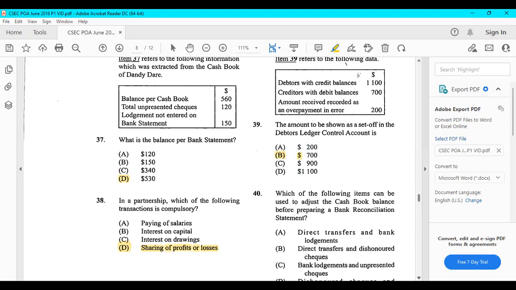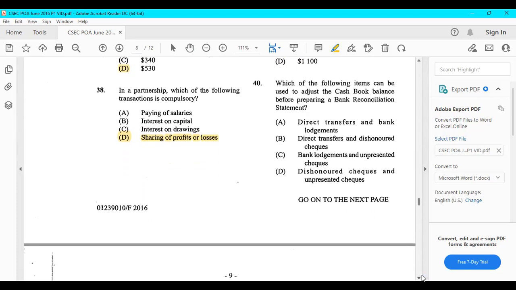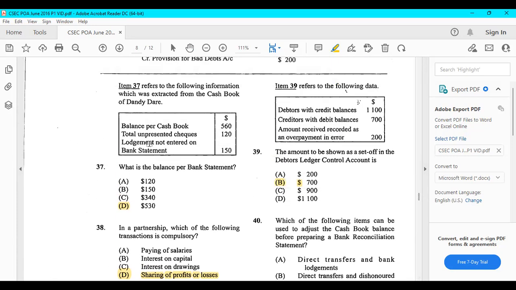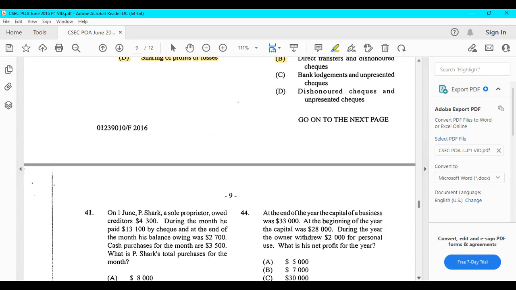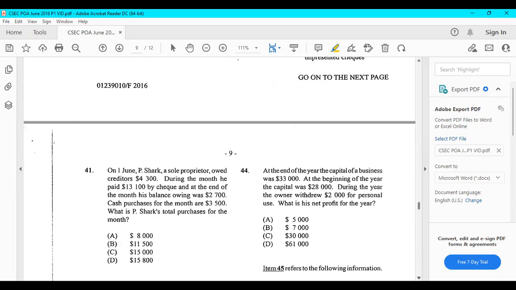All right. Which of the following items can be used to adjust the cash book balance before preparing a bank reconciliation statement? So we're updating the cash book before we do the bank reconciliation. Usually on the bank reconciliation, just like the question up top, we usually have these two items, the unpresented checks and the late lodgements. So the answer for this one would be B, direct transfers and dishonored checks. We usually use these to update our cash book, because those are the items that we would find on the bank statement and use them to update the cash book. And then after updating the cash book, we go ahead and reconcile the statements.